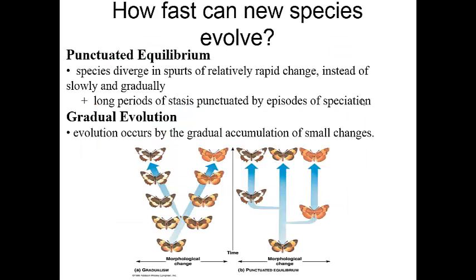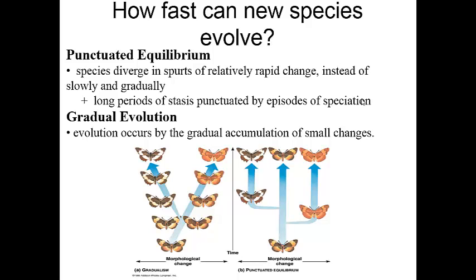How fast can speciation take place? Darwin talked about gradual evolution. In gradual evolution, you have small changes taking place over vast periods of time that will eventually lead to the formation of new species. Gradual evolution does take place, but is not the only type of evolution that occurs. Punctuated equilibrium can also take place.